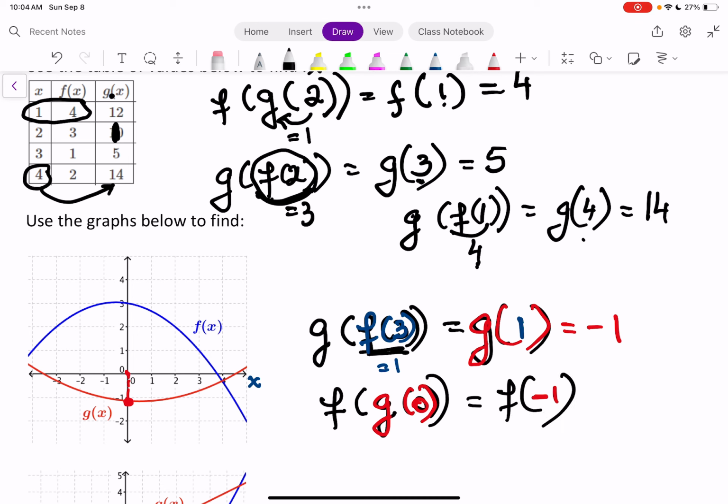Now plug in -1 into the function f of x. The blue one, right? What is f of -1? It very much looks like a 3. Here it is. What is g of f of 2?